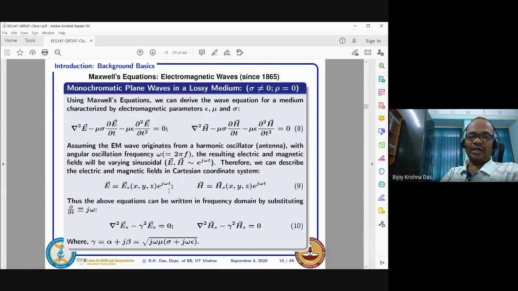So since we are treating the frequency as one constant, monochromatic, we call this a frequency domain solution. If you want to solve it, you are getting a solution for a certain frequency. That's why it is called a frequency domain solution.